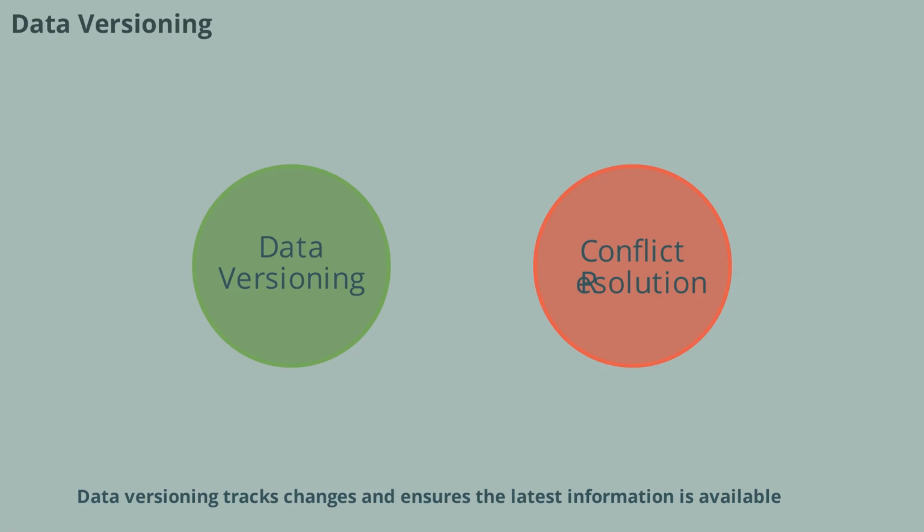Data versioning tracks changes and ensures the latest information is available. It's essential for conflict resolution in offline-first apps, helping determine whether server or device data is newer. By maintaining version history, developers can avoid outdated data issues.